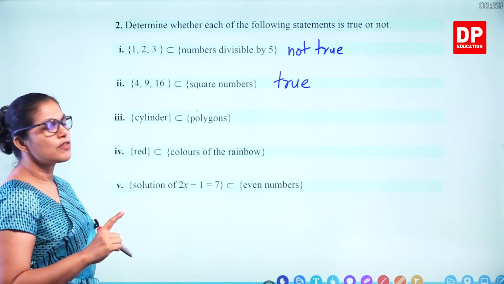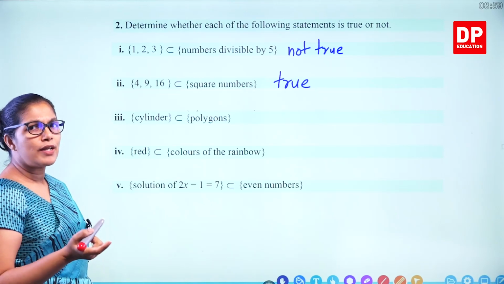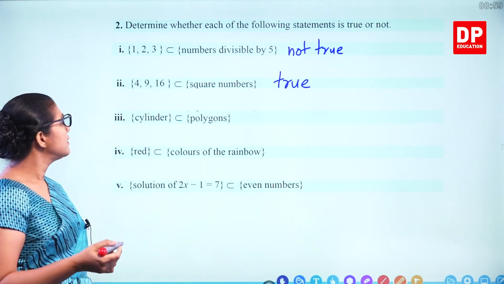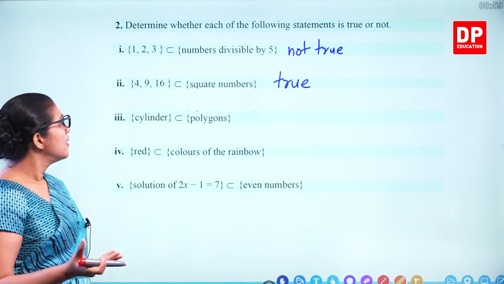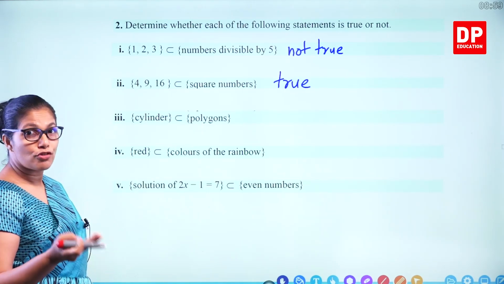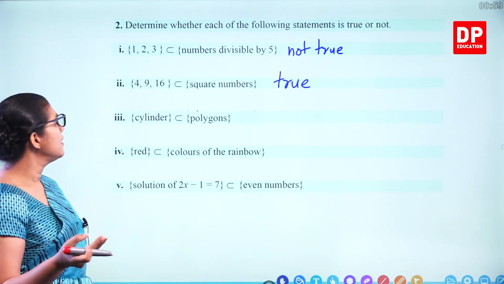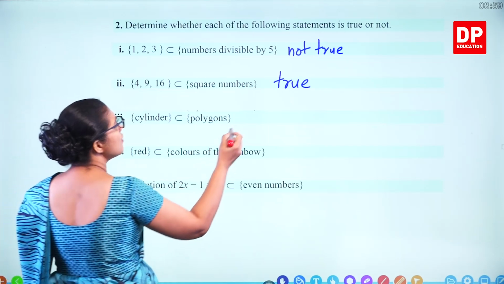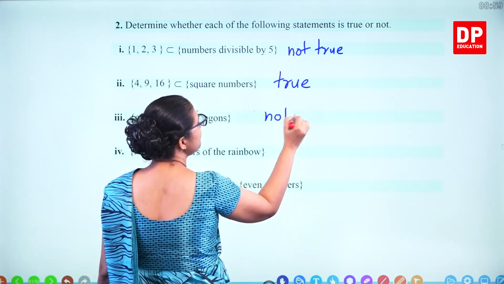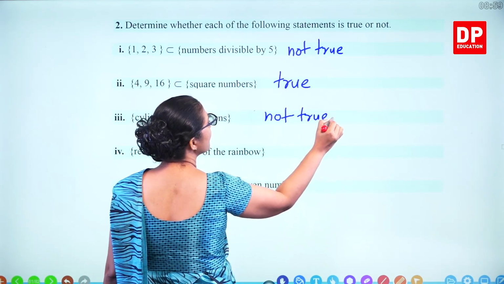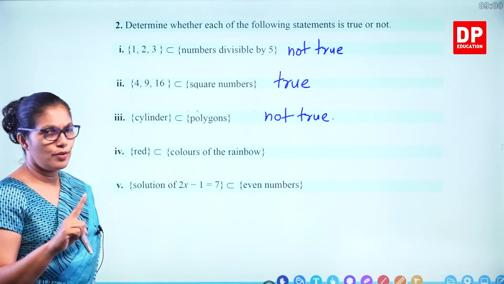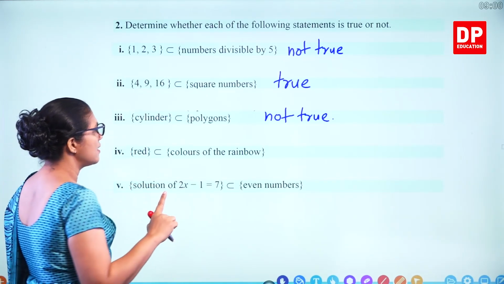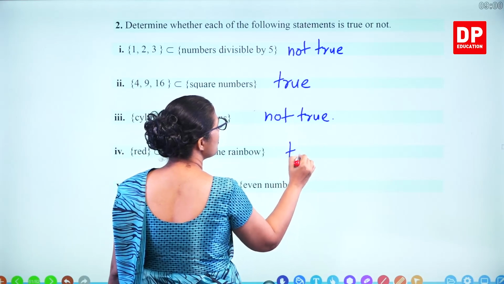Cylinder is a polygon. Polygons are triangles, not 3D objects, 2D figures. So triangle, quadrilateral, pentagon. So cylinder is 3D. So not true. Red color is one of the colors of the rainbow. Yes, red is a color there, so that's true.